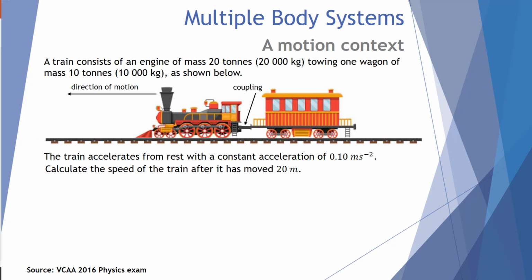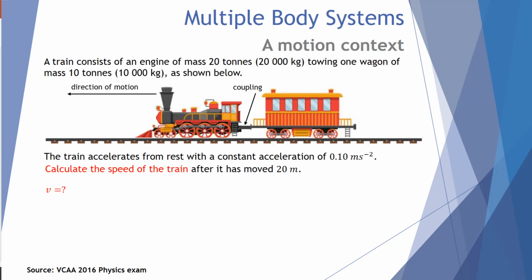So we have here a train consisting of an engine of mass 20 tons, which is 20,000 kilograms, towing one wagon of mass 10 tons or 10,000 kilograms. So we have our diagram here. The train accelerates from rest with a constant acceleration of 0.1 meters per second squared. We want to calculate the speed of the train after it's moved 20 meters.